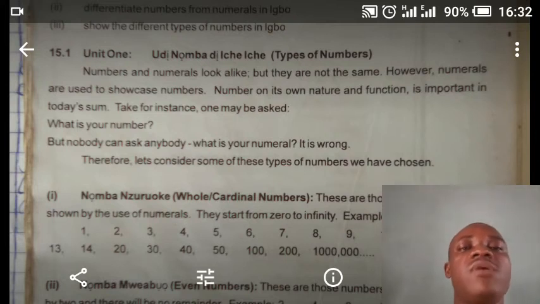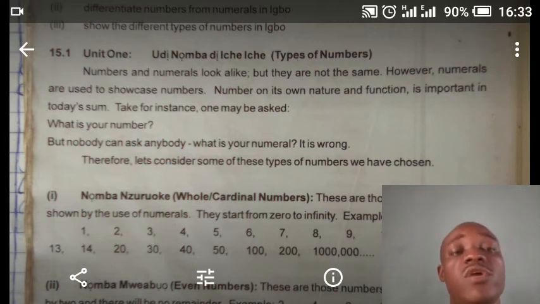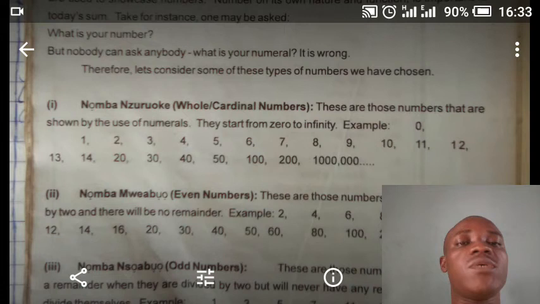However, numerals are used to showcase numbers. Number on its own nature and function is important in today's sum. Take for instance, one may be asked, what is your number? But nobody can ask anybody, what is your numeral? It is wrong. Therefore, let's consider some of these types of numbers that we have in Igbo.